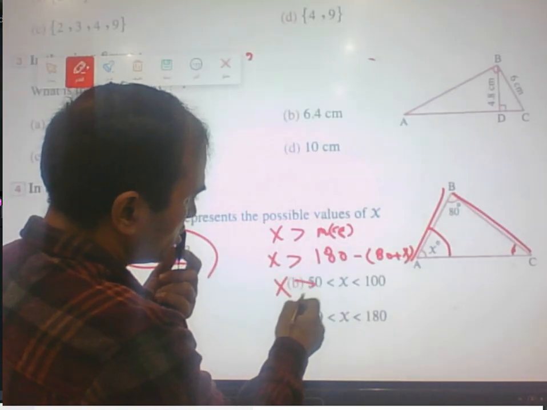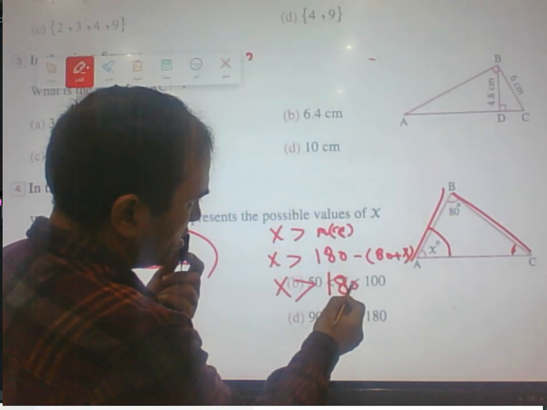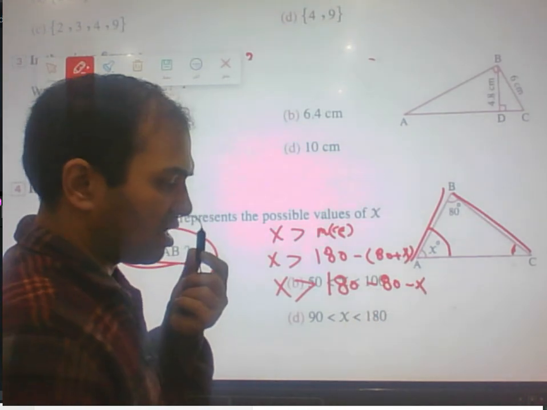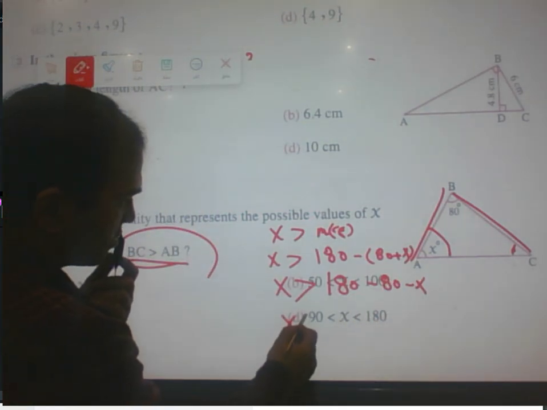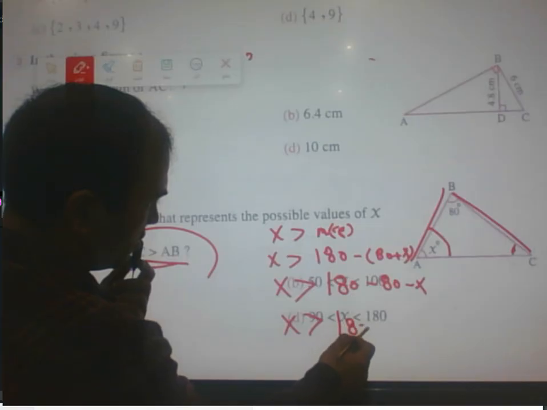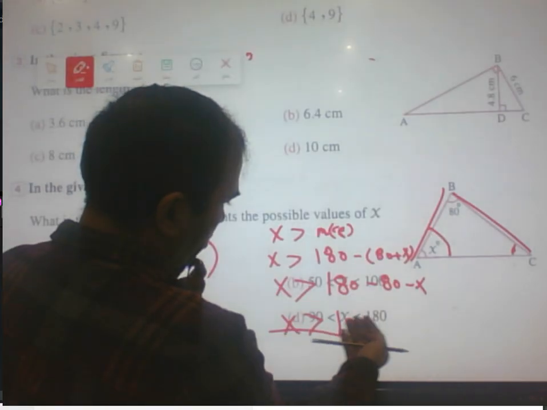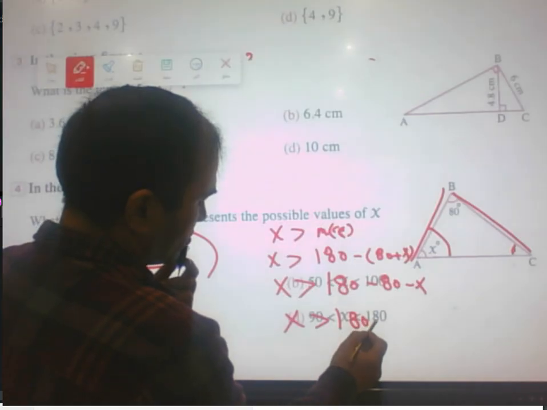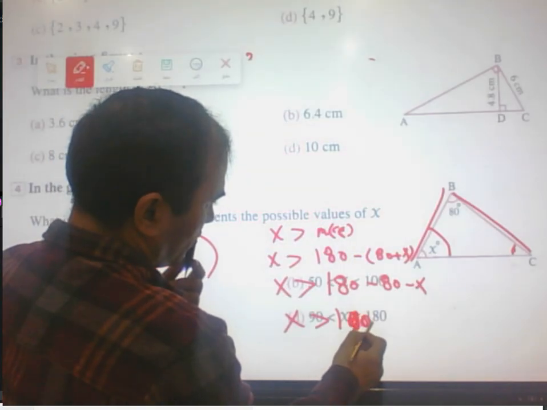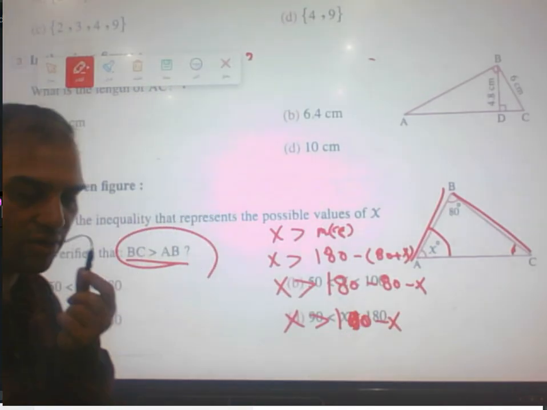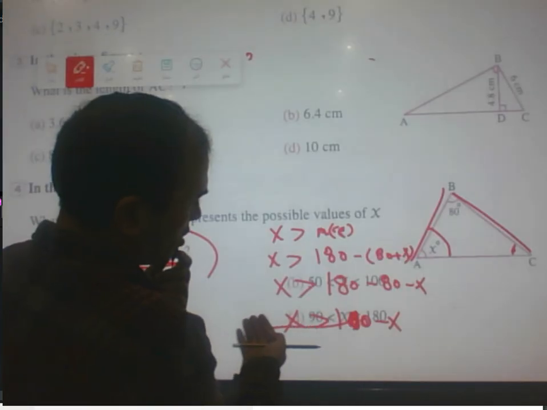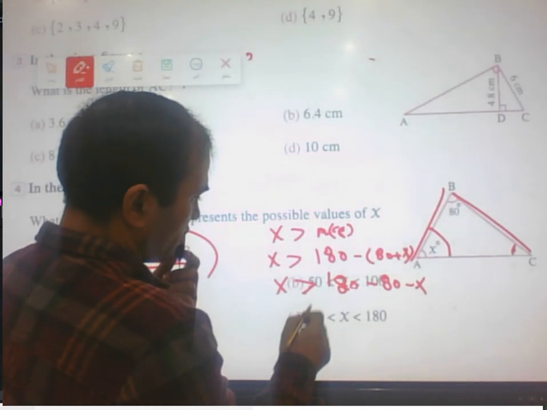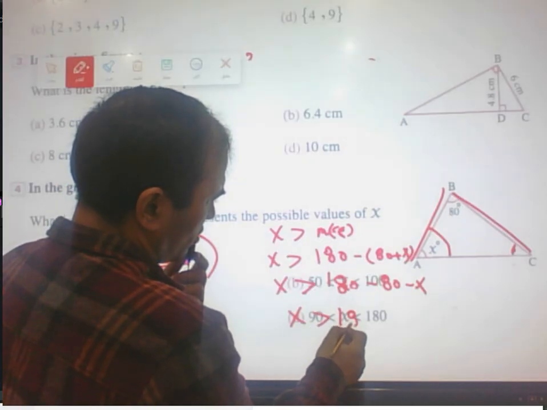Then we can solve this inequality. X is greater than 180 minus (80 plus x), and then simplify it. Right, x is greater than 180 minus 80, which is 100, minus x. Understood? 180 minus 80 equals 100. Then x is greater than 100 minus x.